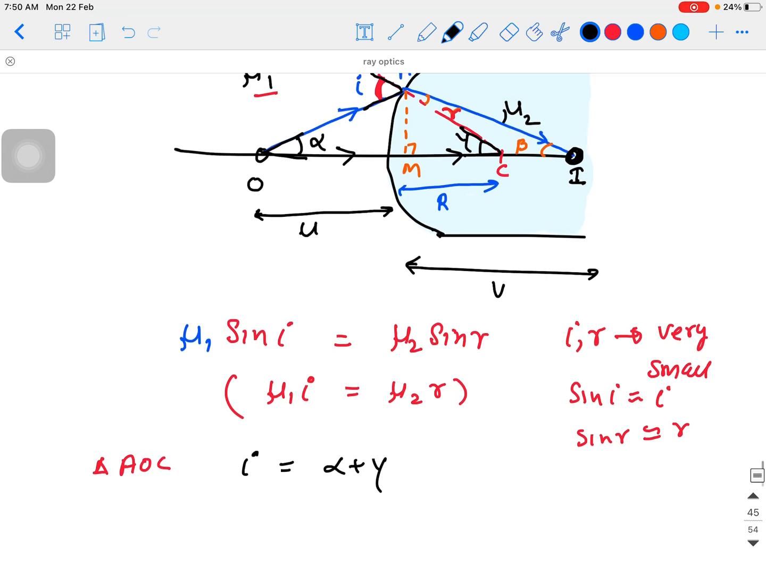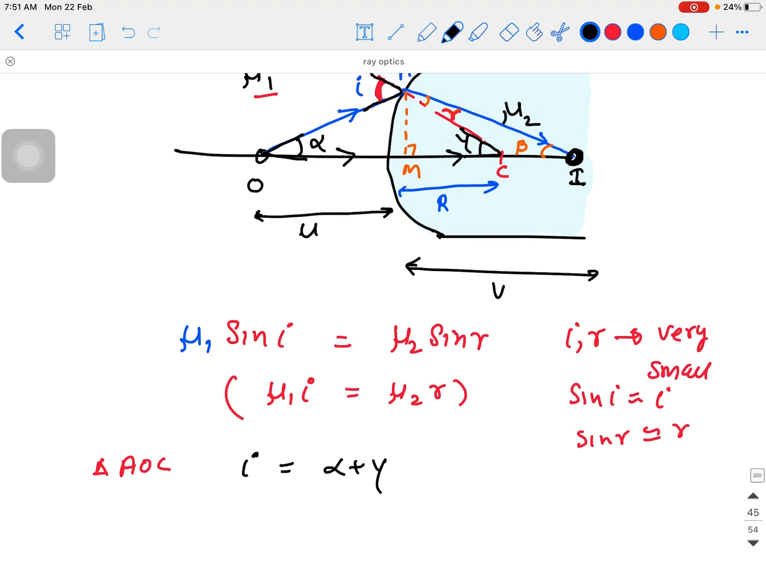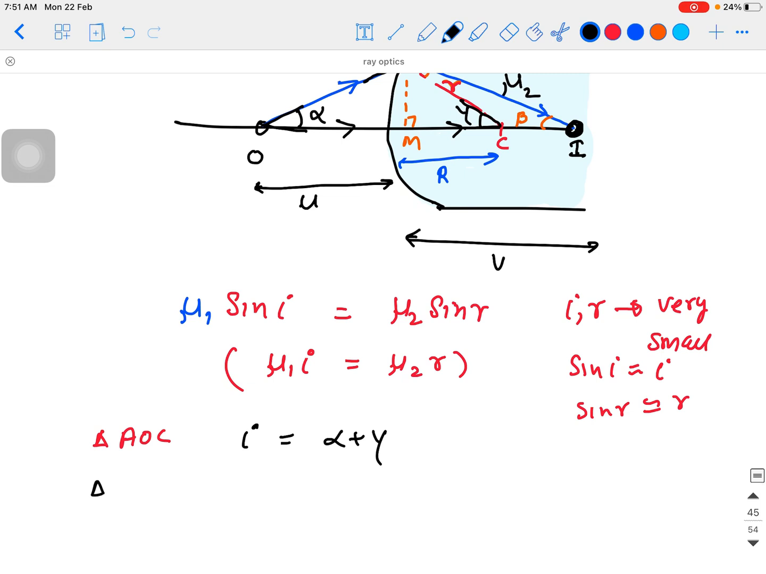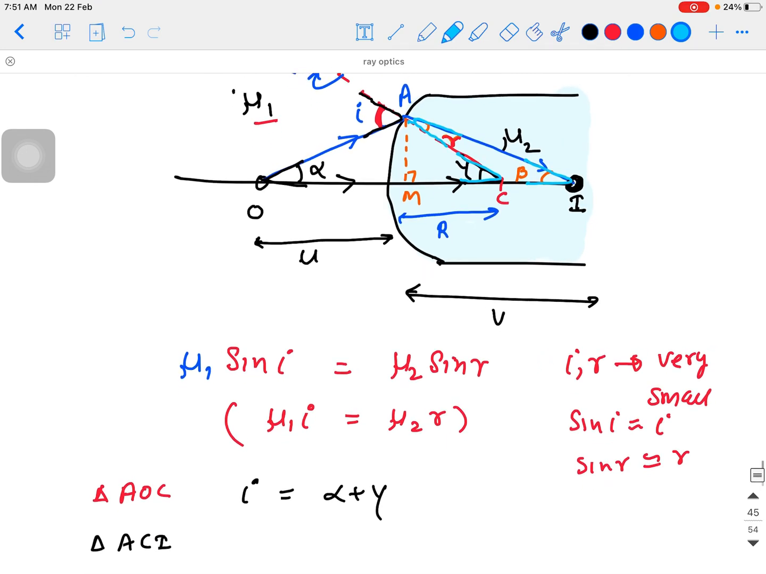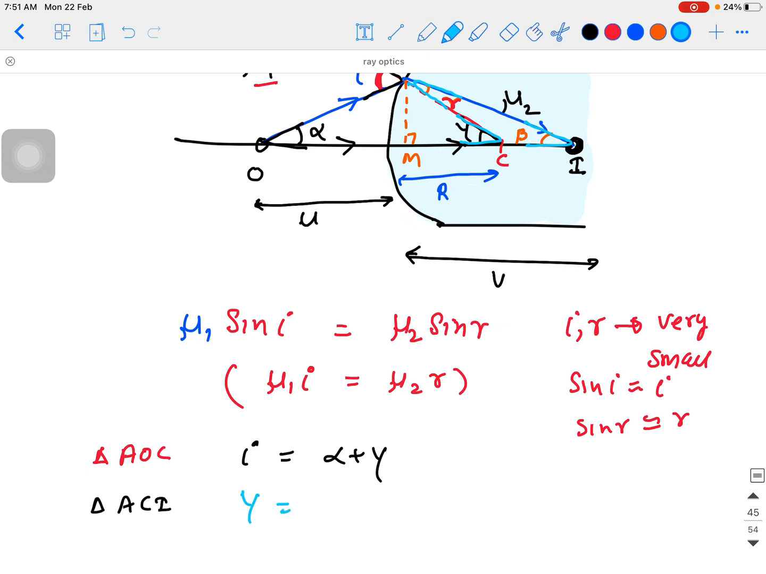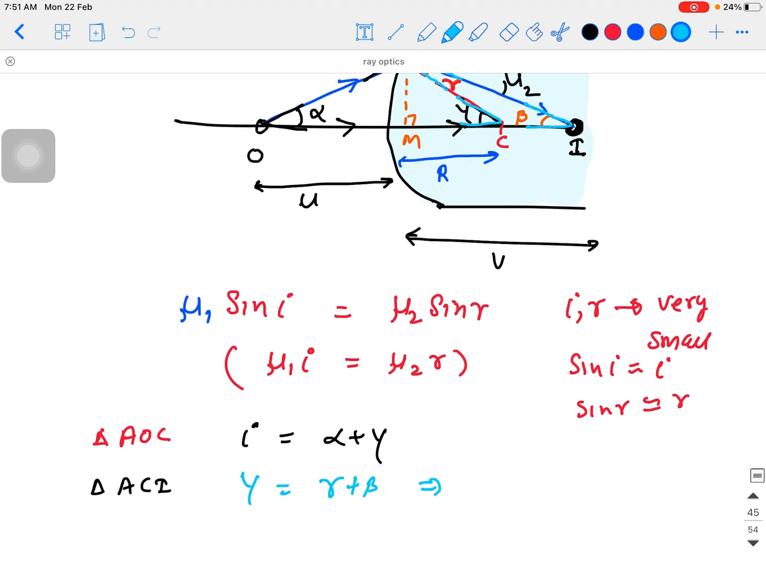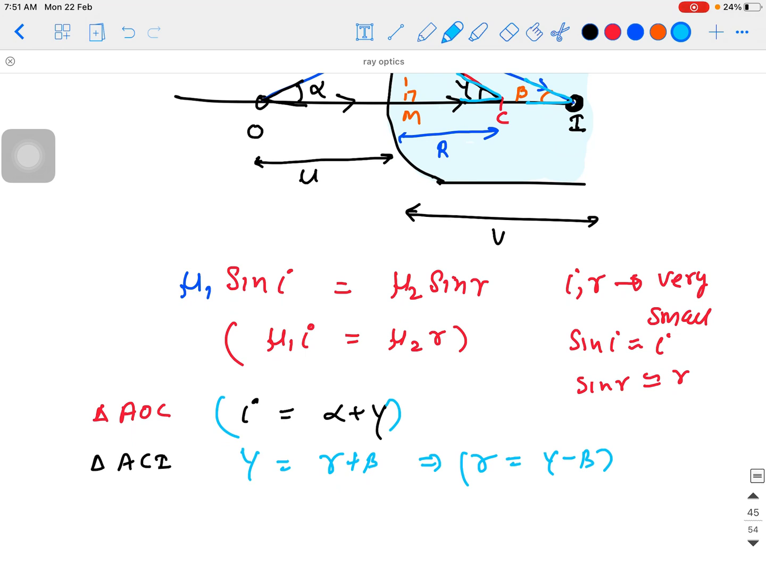Now take another triangle, ACI. In this triangle, one angle is R, another angle is beta, and the outside angle is gamma. So gamma is the outside angle, and R plus beta are the inside angles. So gamma is equal to R plus beta, and from here I can find R is equal to gamma minus beta. So I found the I value and the R value. Understood?